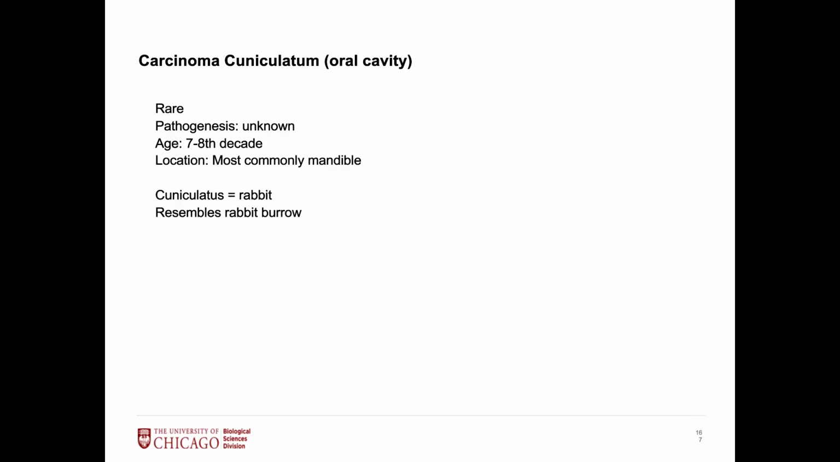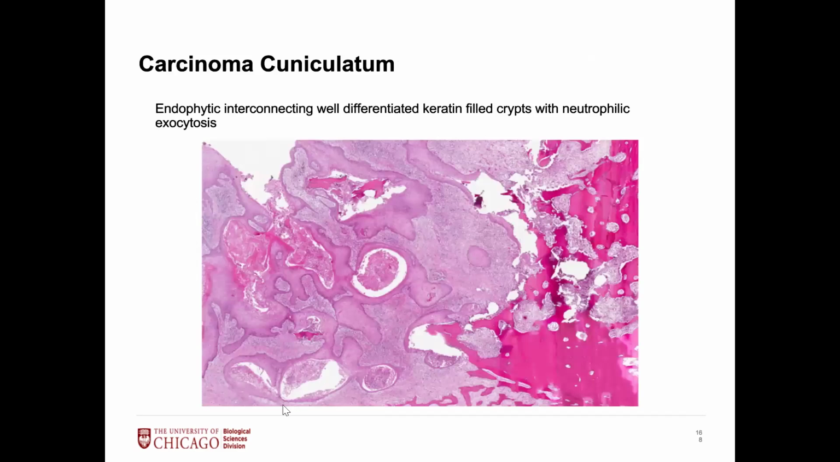Carcinoma cuniculatum. This is an interesting tumor because it leads to a potential pitfall. So most commonly it involves the mandible and involves the gingiva. The carcinoma burrows as if it was making tunnels like a rabbit into the underlying gingiva all the way to the bone, kind of trying to burrow down like this with these openings, with these crypts filled with neutrophilic exocytosis, and then it actually does destroy the bone. This doesn't really metastasize, but it is locally destructive.